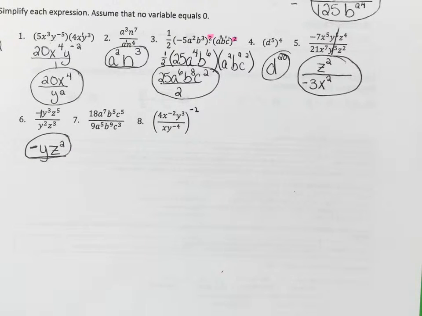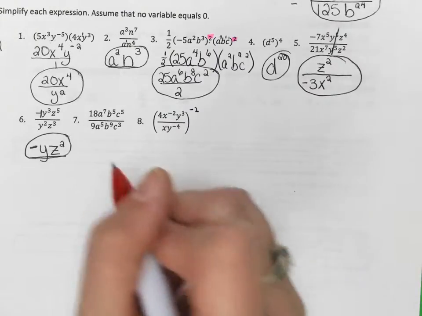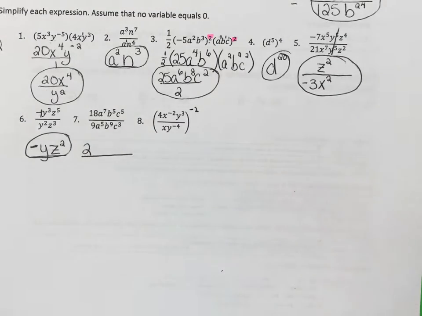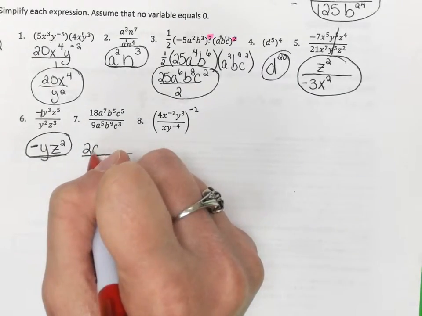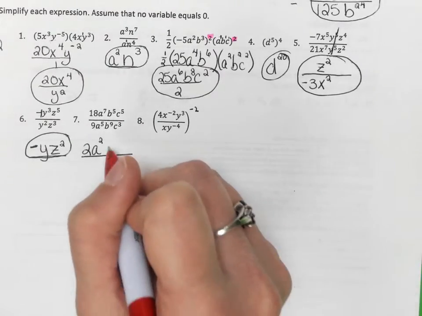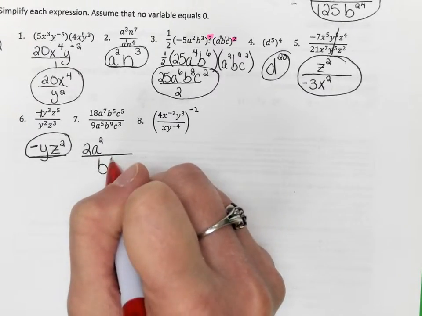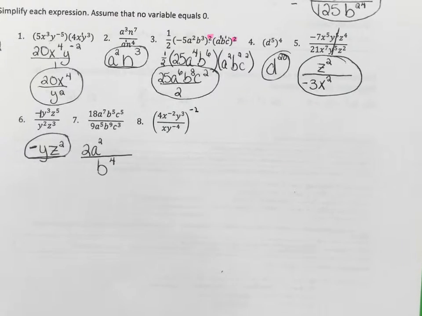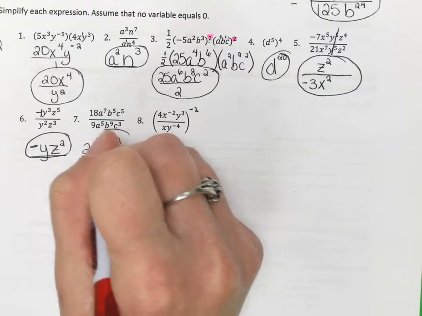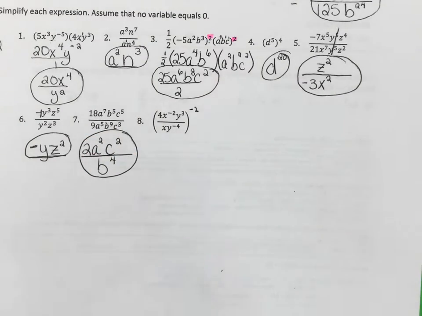Are y'all okay? All right. What's 18 divided by 9? 2. And where's the 2 go? Where the biggest one was, on the top. And 7 minus 5 is 2. It goes on the top with the biggest exponent. Let's see. 9 minus 5 is 4. The b to the 4 goes on the bottom where the biggest one was. And 5 minus 3 is c squared, and it goes on the top. I don't have anything like, so I'm done.